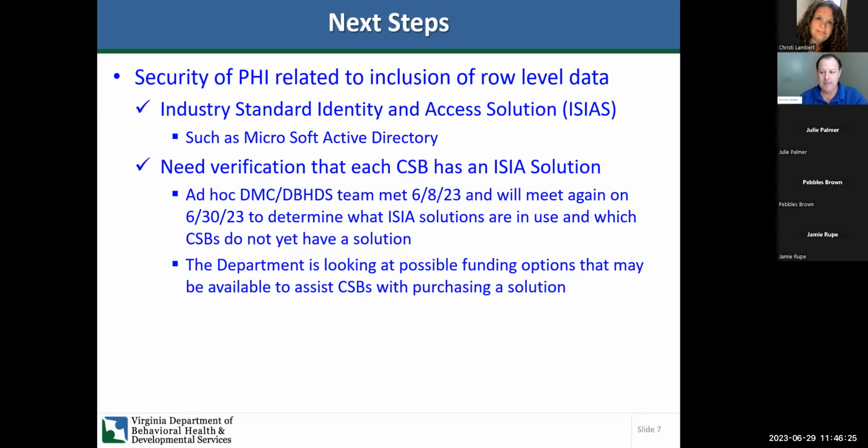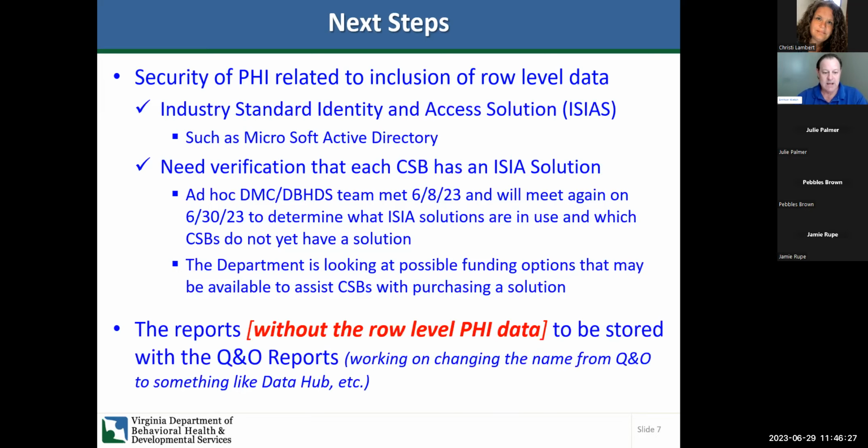Nobody wants that. Now, I will tell you that the aggregate reports, that is without the row level, without the PHI data, they're going to be stored with the Q&O reports. And we're actually tossing around the idea of changing the name from Q&O to something that's much more descriptive, such as Data Hub. So that's where everybody could go to pick up their various data reports.